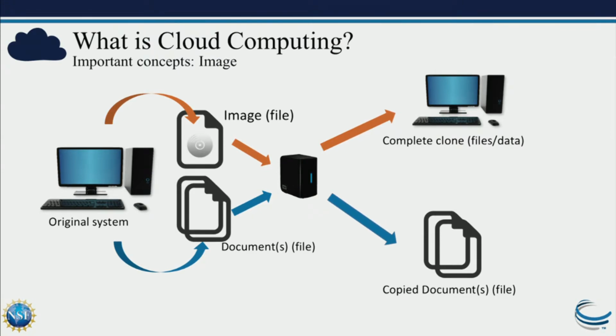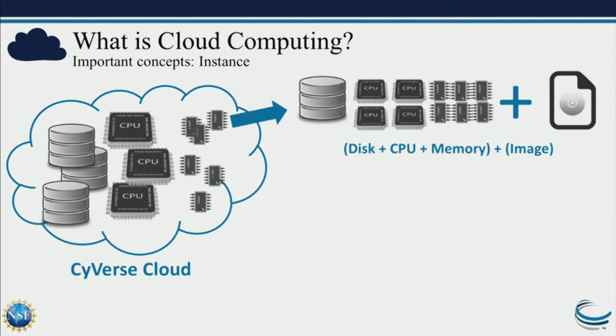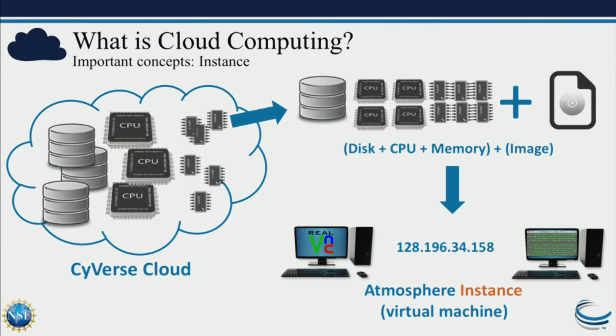The next one is something called an instance. In the CyVerse cloud, we have multiple physical resources. We have hard disks, we have CPU, we have memory. When you come to us to use the cloud, you're asking us for an allocation of a certain amount of that for a limited amount of time. We give you that allocation, and since you're actually building a virtual computer, you need an operating system, so you'll also pick an image from a list. When you put the two together, that's what we call a virtual machine or Atmosphere instance. It would be available to you at an IP address. You would log into that IP address, and then you would have access to that computer. So I'll demonstrate those in just a moment.